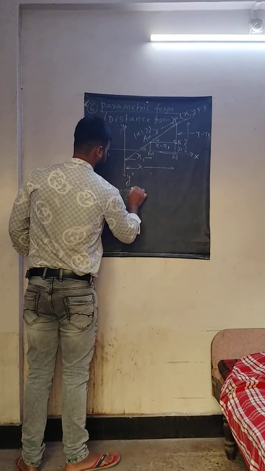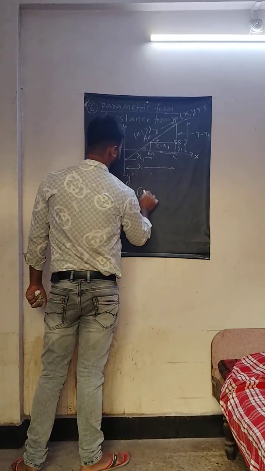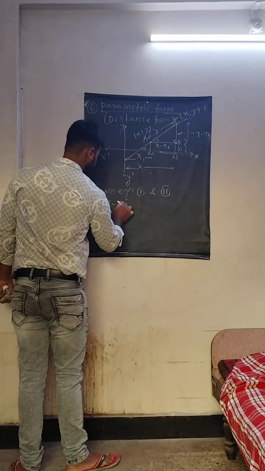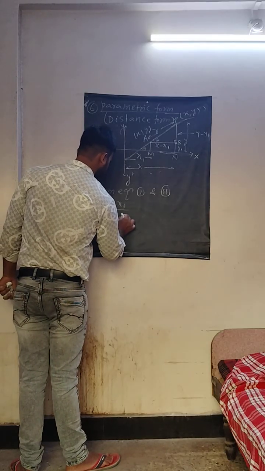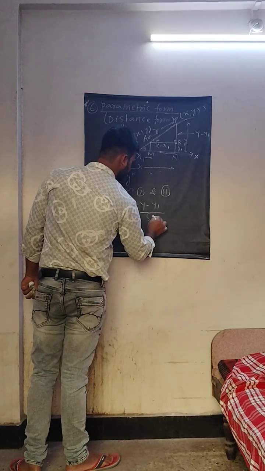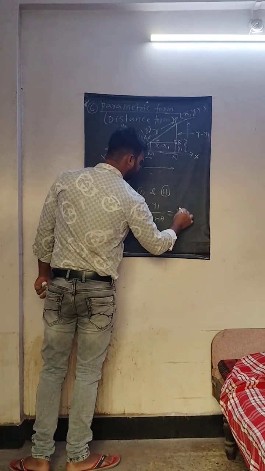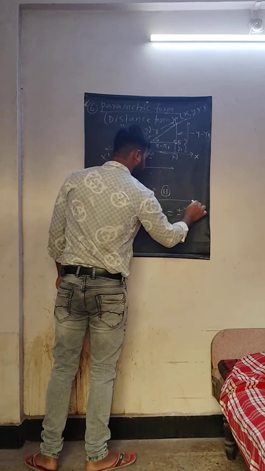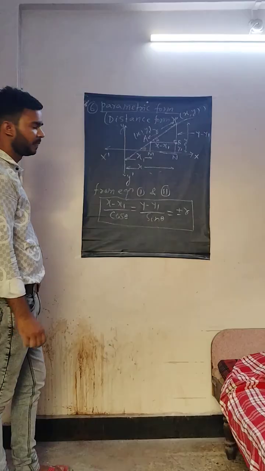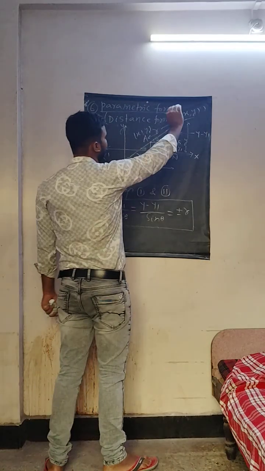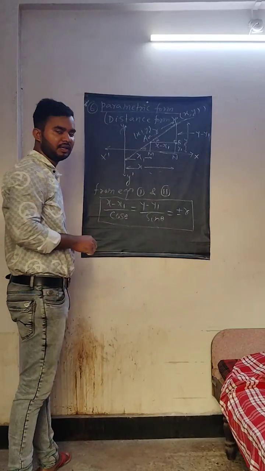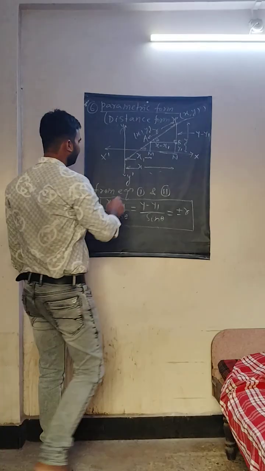From equation first and second, I can write x minus x1 by cos theta is equal to y minus y1 by sin theta is equal to plus minus r. Why is it plus minus r? Plus minus r means if you take one point along the line, if the point lies above, then r is positive, and if the point lies below, then r is negative.